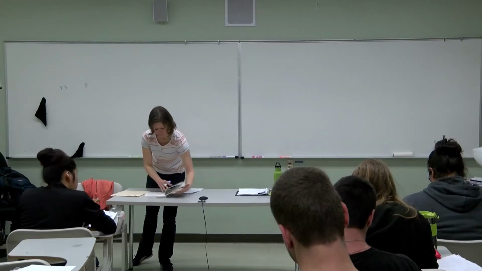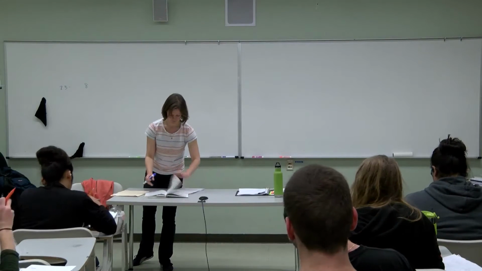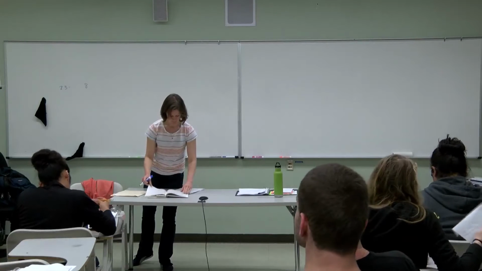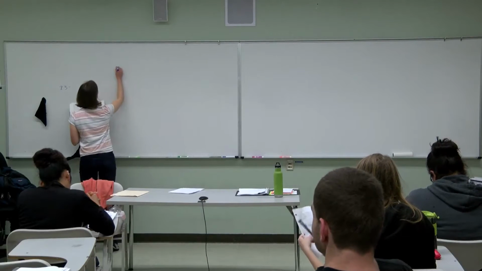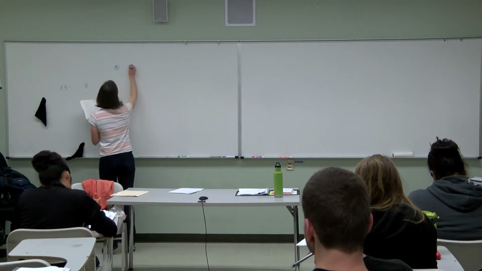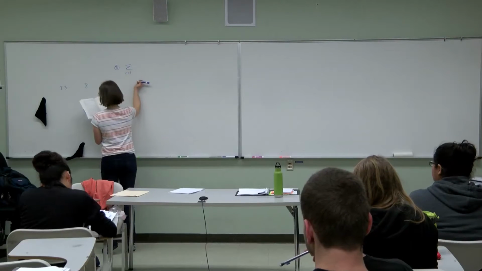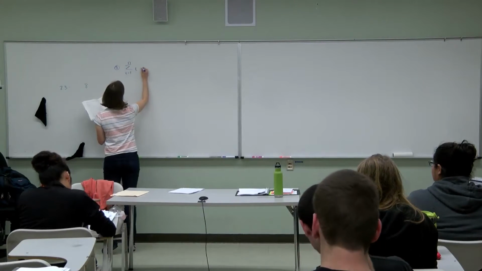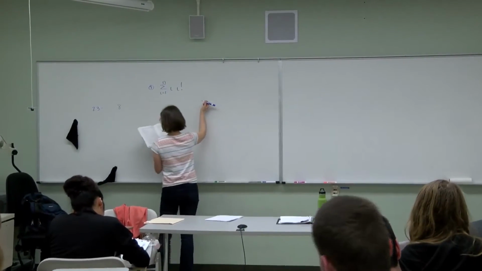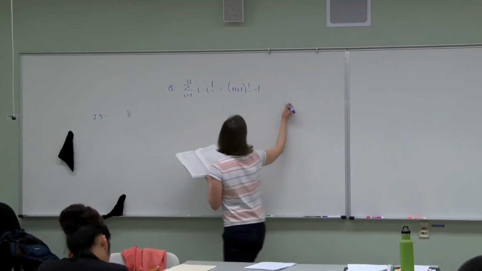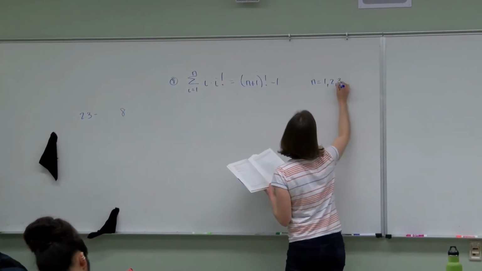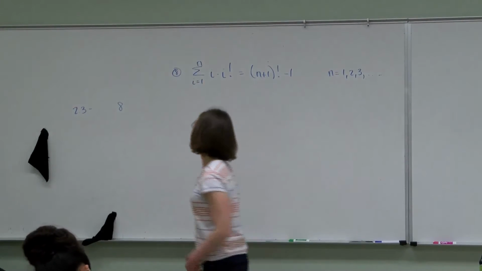All right, so let's pull it up really quick. Ooh, yeah, this is a good one. I'm glad that you're wanting to look at this one. Okay, so we want to prove that the sum from i equals 1 to n of i times i factorial is equal to (n plus 1) factorial minus 1, for n equals 1, 2, 3, on and on, forever and ever.